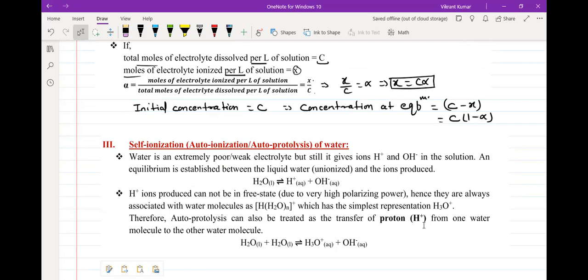शुरू में current लगा था, याद है? But that was not pure water. That was salty water, है ना? So salty waters are good conductors of electricity, but pure water is not a good conductor. It is an extremely poor conductor because it is not going to give you ions in the solution practically.